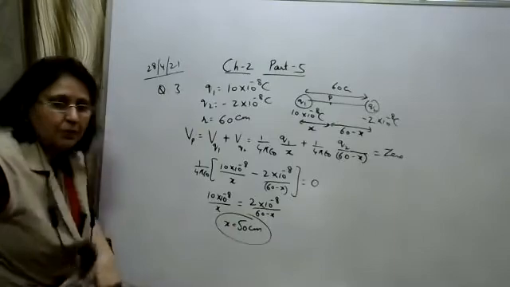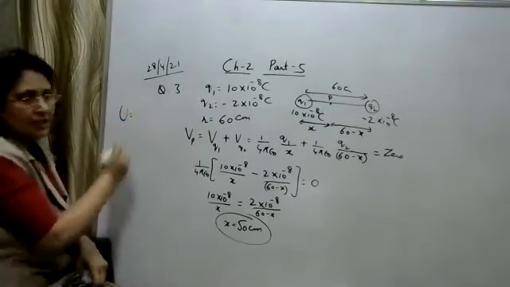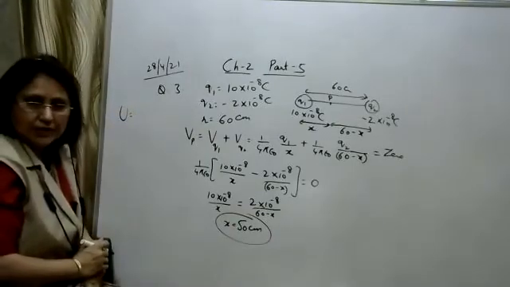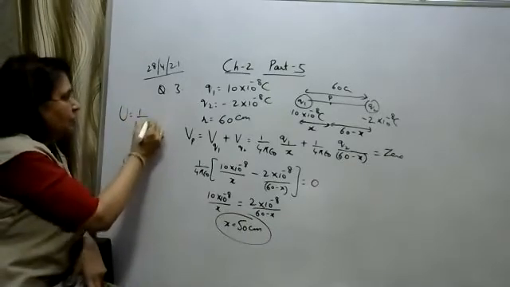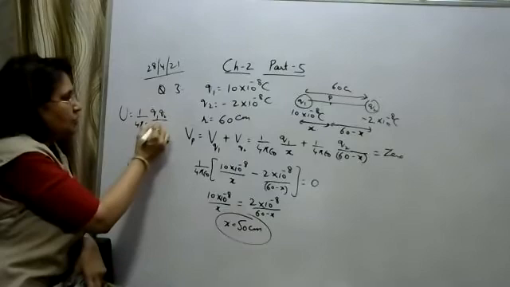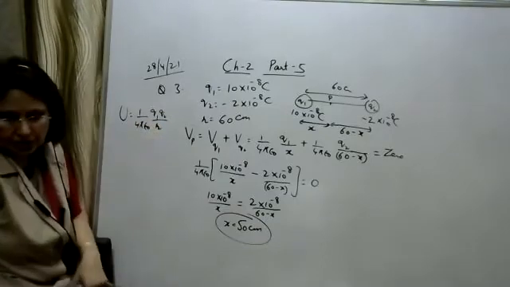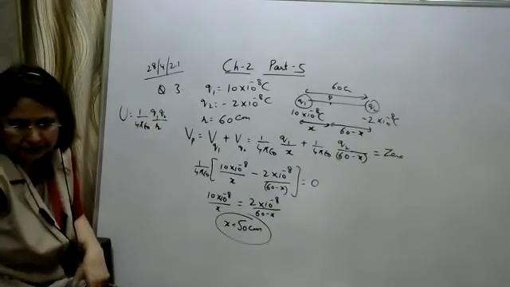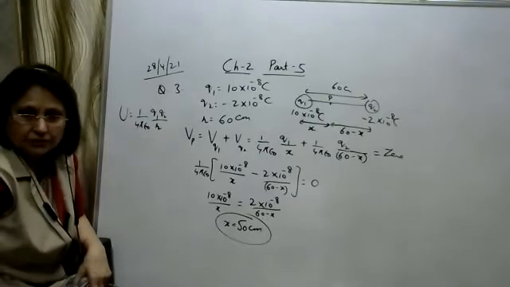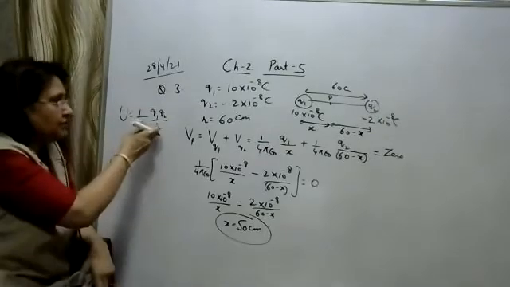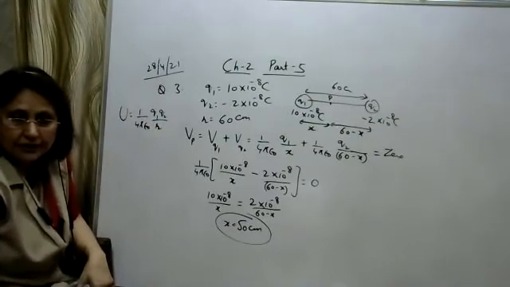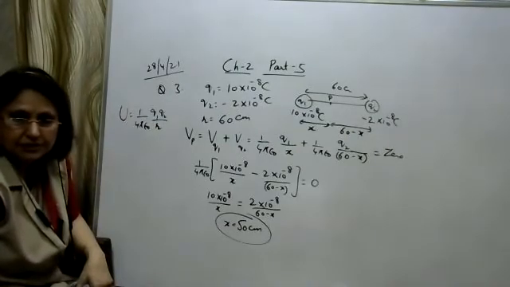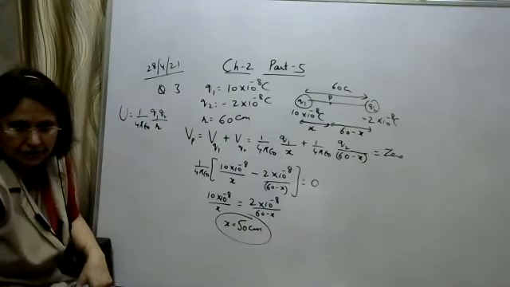Also calculate the potential energy between these 2 point charges. We know that the potential energy between 2 point charges is given by 1 upon 4 pi epsilon naught Q1 into Q2 upon R. R is how much? 60 centimeters. You only have to substitute the values, and R you will take in meters. 60 centimeters is 60 into 10 raised to the power minus 2 meters.